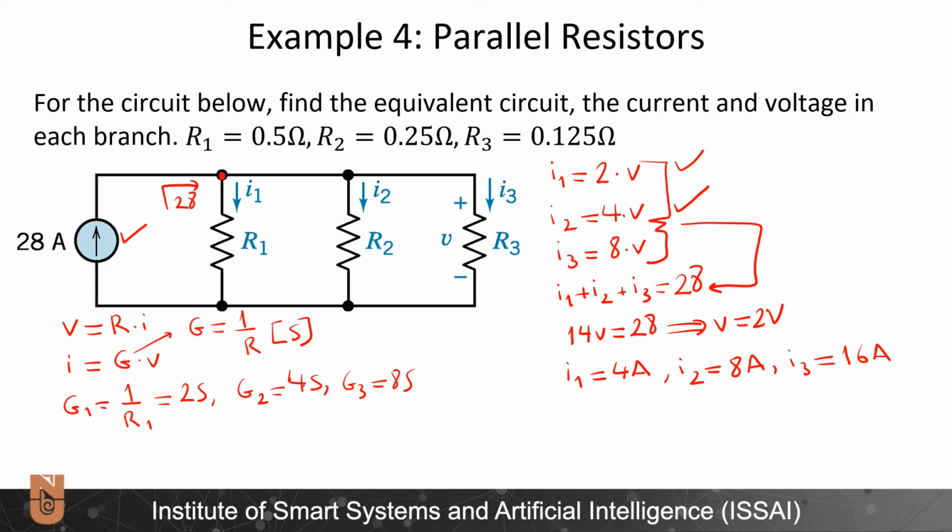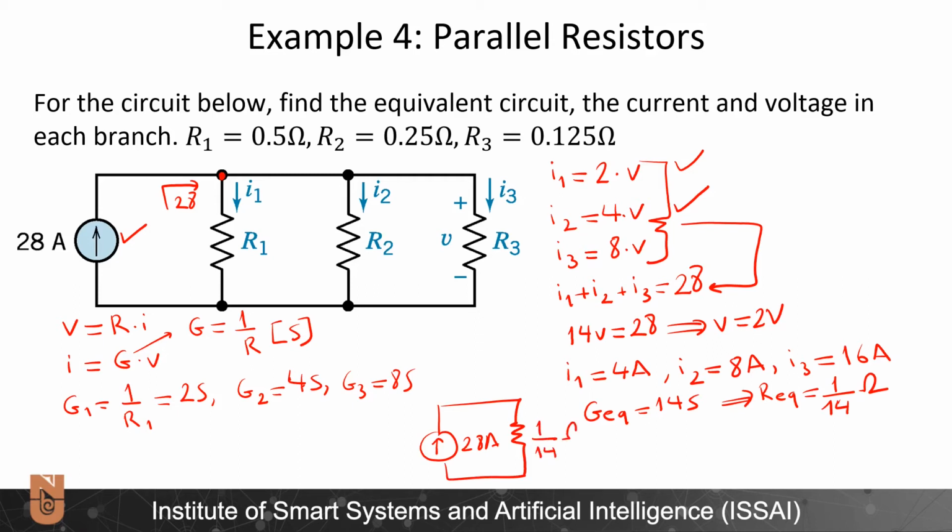G1, G2, and G3, if I add them, I end up with G equivalent is equal to 14 Siemens. And accordingly, R equivalent for the circuit will be 1 over 14 Siemens, 1 over 14 ohms. And then I will have a current source, which is 28 amps, and a single equivalent resistor, which is 1 over 14 ohms. And this will be our simplified, reduced equivalent circuit.